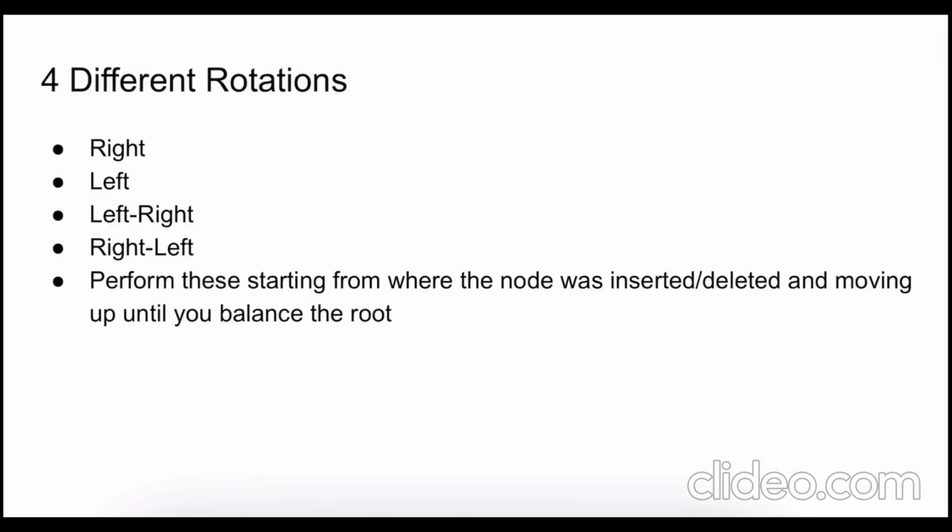AVL trees use rotations as a tool to restore balance. There are 4 types of rotations: right rotation, left rotation, right-left rotation, and left-right rotation. The type of rotation applied depends on whether the imbalance is in the left-left, right-right, left-right, or right-left position relative to the node in question.